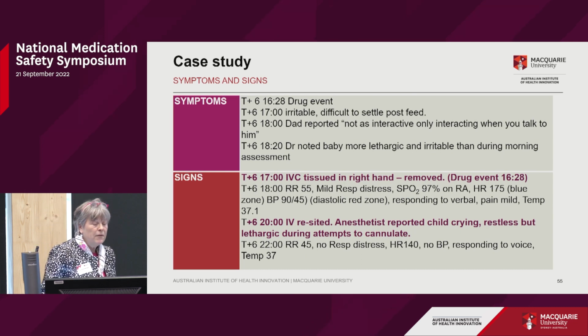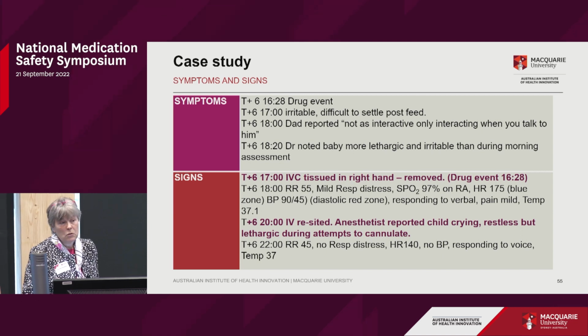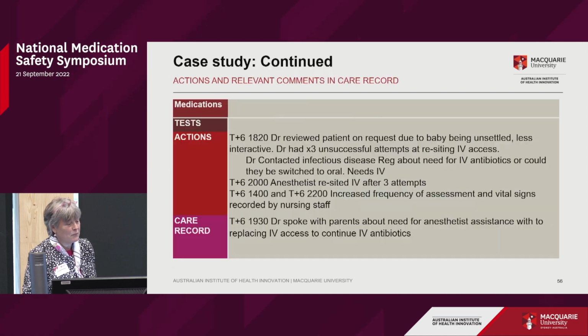So the symptoms for this patient, they'd been irritable, difficult to feed. We then stated when the actual drug event was. They could see it in the context of what was going on. And then for the signs, in this case, to make it easier to understand the signs in relation to the drug event, we put the details of what the potential harm would be for a fast bolus rate, which is obviously a tissuing of the drip. In this case, it happened just within half an hour of the actual bolus being given. The anaesthetist was called, the resident tried to re-site the drip, but then the anaesthetist was called, and eventually the drip was re-sited.